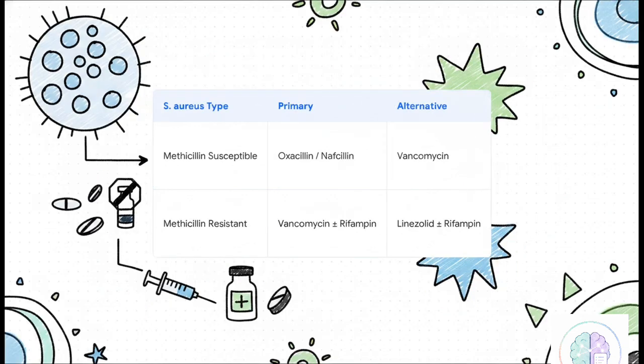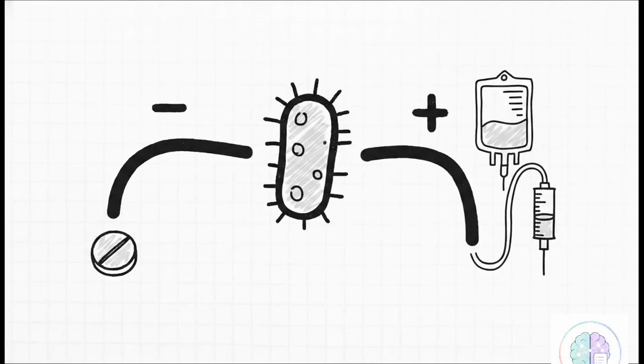For Staph aureus, your immediate decision branch is methicillin susceptibility. It completely alters your baseline protocol. If it's methicillin susceptible, MSSA, you go with oxacillin or nafcillin. You reserve vancomycin only if there's a true penicillin allergy. But if you're dealing with MRSA, vancomycin with or without rifampin is your primary weapon, and linezolid acts as your backup alternative.